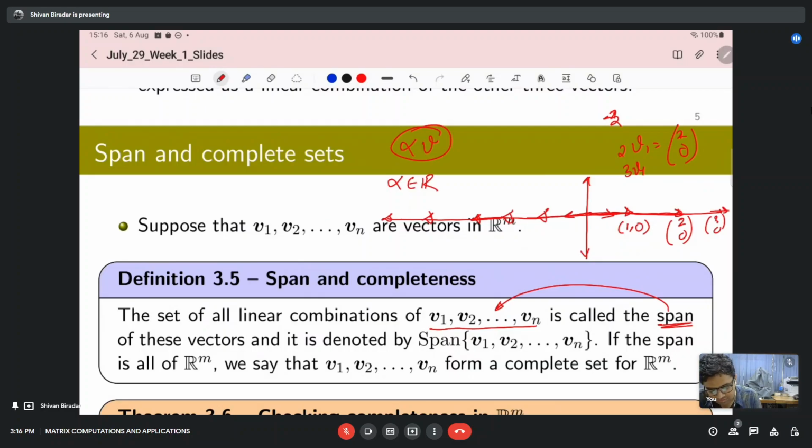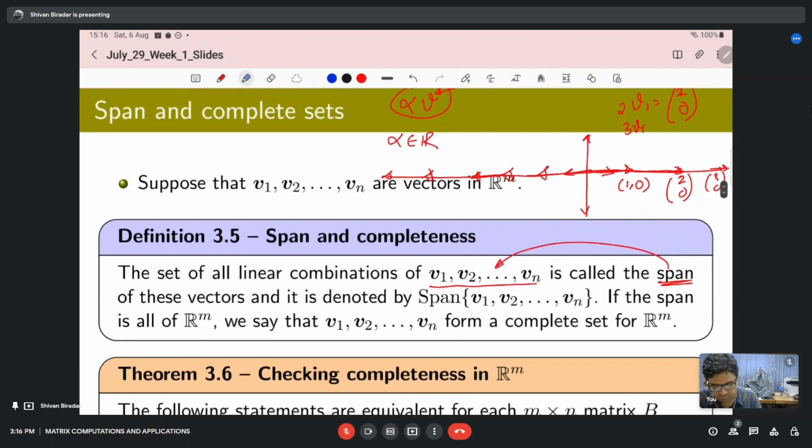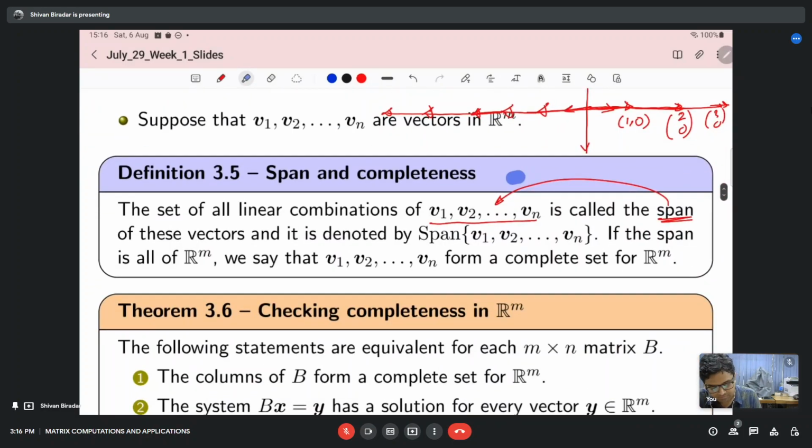So if this happens, then I say that this vector v spans the x-axis. This vector v now spans the x-axis. So this is what spanning is.